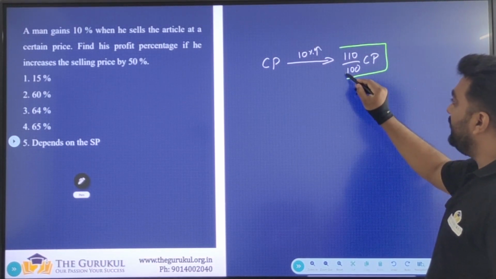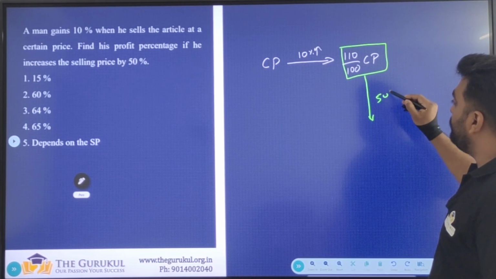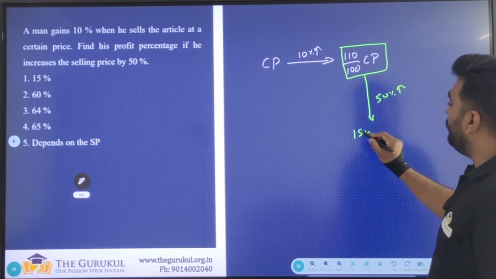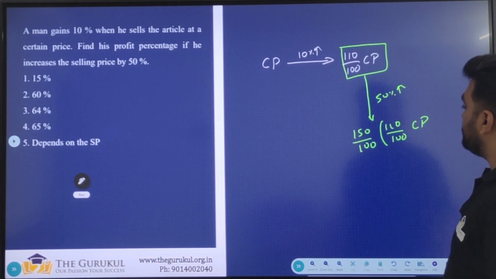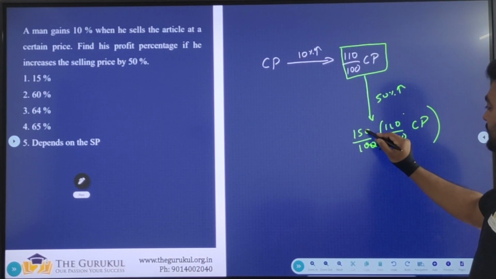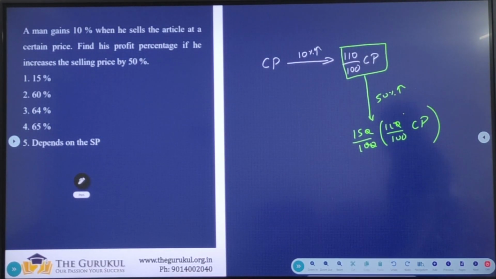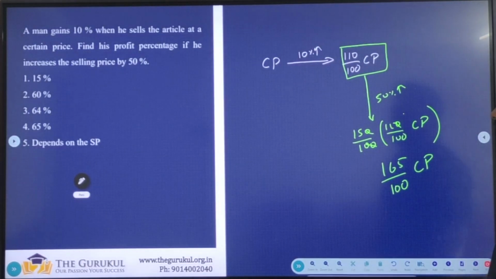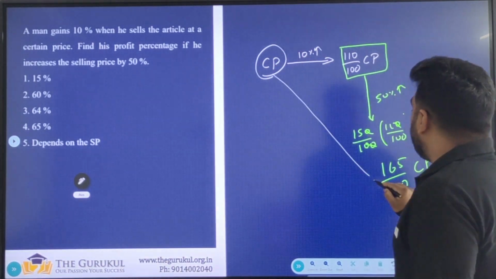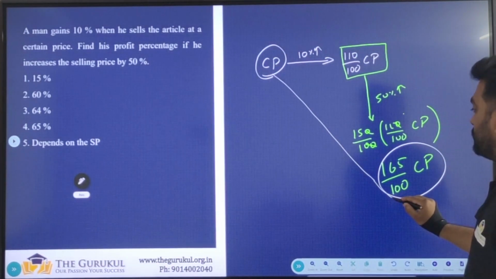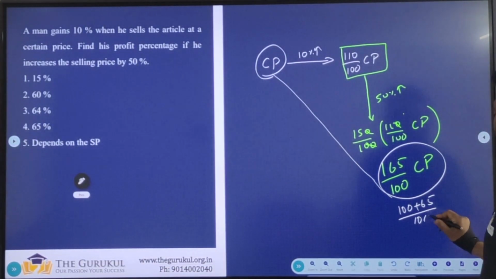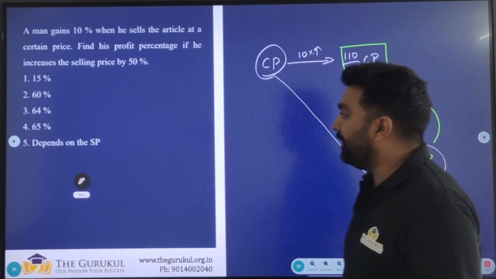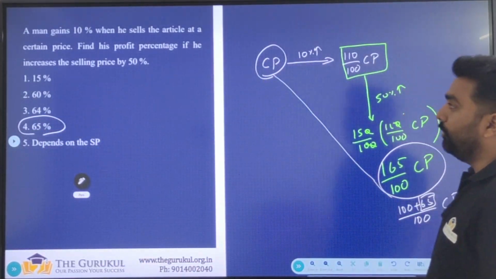Now this is my selling price. If I increase this by 50%, this will become 150 by 100 into 110 by 100 into cost price. This gets cancelled. 15 into 11. Perfect. That will be 165 by 100 into cost price. So if you observe, cost price became 165 by 100 into cost price. So how much increase? This will be 100 plus 65 by 100 into cost price. So 65% extra. Option 4.